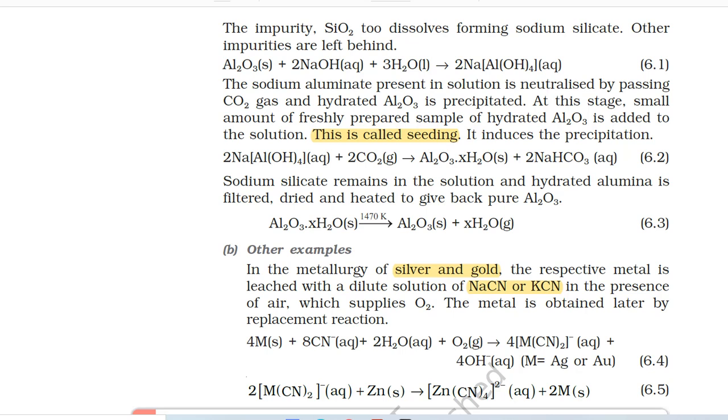Sodium tetrahydroxyaluminate in aqueous phase plus 2 carbon dioxide in gaseous phase gives Al2O3·xH2O in solid phase plus 2NaHCO3 in aqueous phase. Sodium silicate remains in the solution and hydrated alumina is filtered, dried and heated to give back pure Al2O3. Al2O3·xH2O in solid phase at 1470 Kelvin temperature gives Al2O3 in solid phase plus xH2O in gas phase.